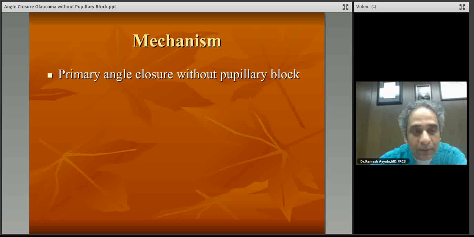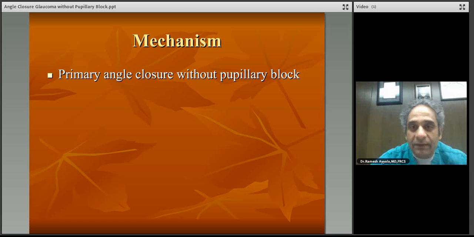If you remember, last week we had a talk on primary angle closure glaucoma. Today we're going to discuss angle closure without pupillary block mechanism.